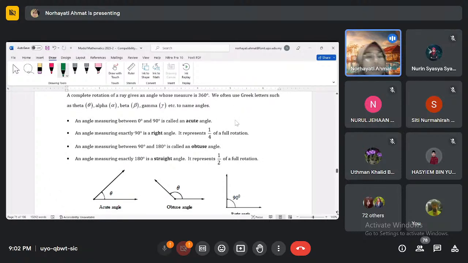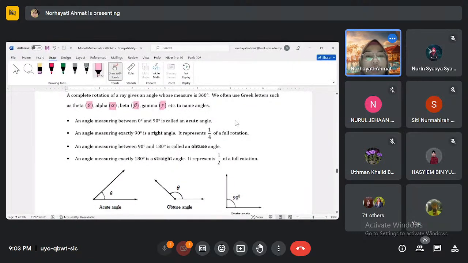So we can use many symbols to represent an angle. Okay, always we use theta. We also can use alpha, beta, gamma to represent an angle. Okay, to name the angle. So kita boleh guna apa-apa je variable to represent an angle.